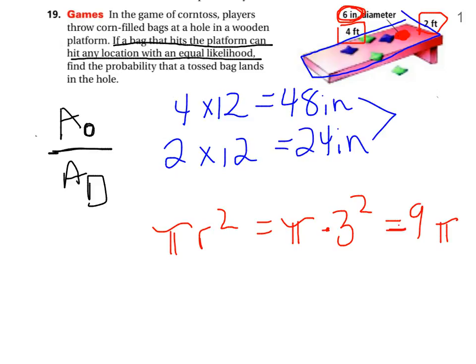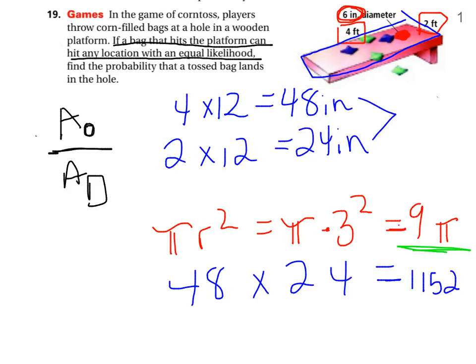All right, the area then of the full rectangle, the full platform, is these two numbers multiplied by each other, because it's length times width. 48 times 24 equals 1,152. So now we just have to do 9 pi divided by that answer.